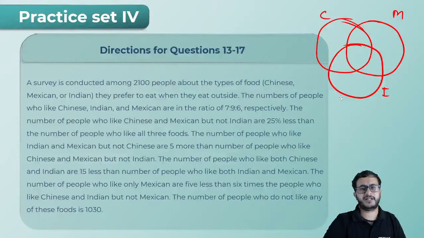If someone solves it, tell me the number of people who like all three items.